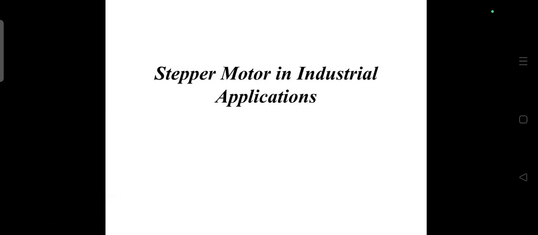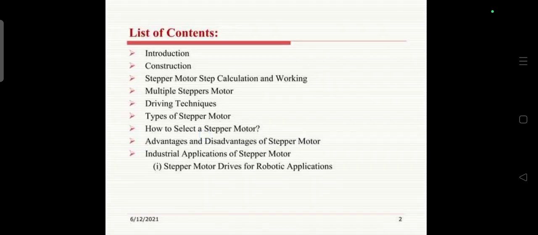Today I am going to present a topic on stepper motors in industrial applications. Then this is the list of contents.